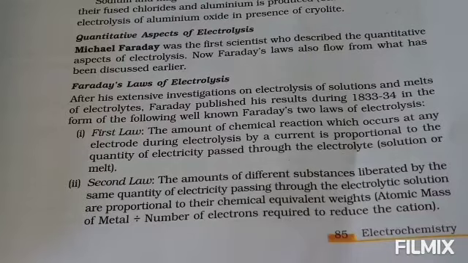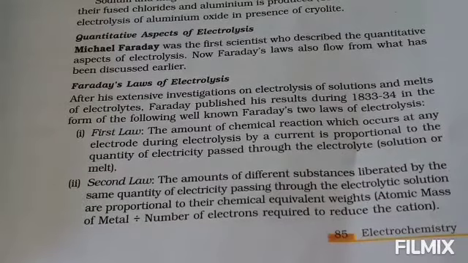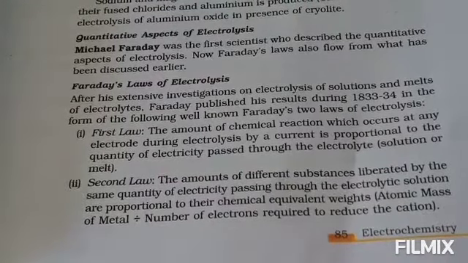After his extensive investigation on electrolysis of solutions and melts of electrolytes, Faraday published his results during 1832 to 34 in the form of the following well-known two laws of electrolysis. According to the first law, the amount of chemical reaction which occurs at any electrode during electrolysis by a current is proportional to the quantity of electricity passed through the electrolyte solution or melt.